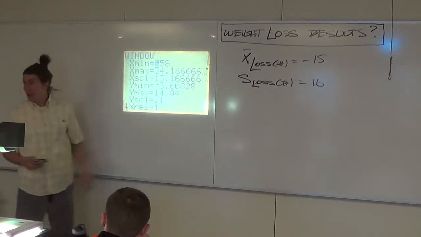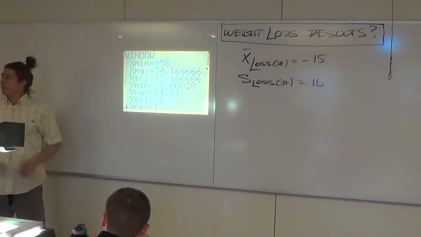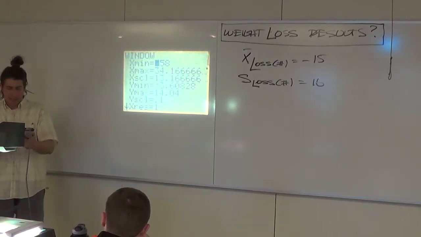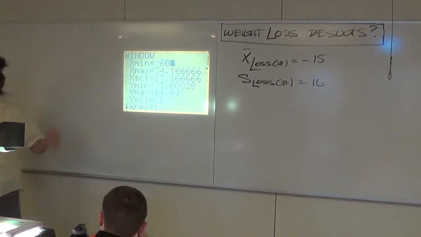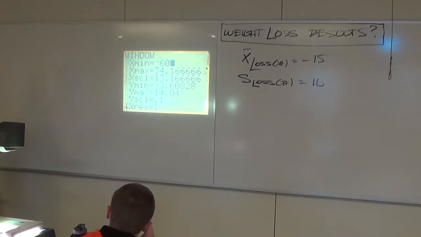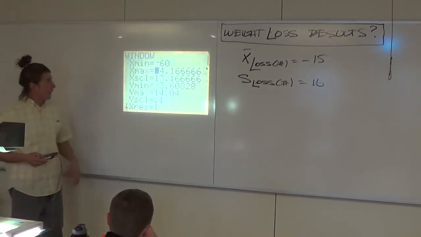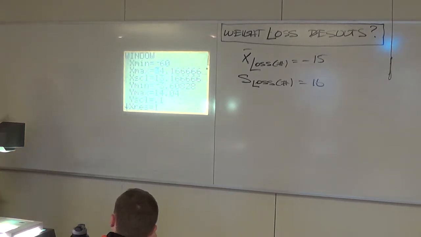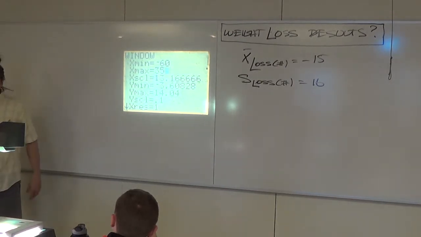So that negative 58, what should I call it, do you think? Call it negative 60. I go to the next round number down, or next integral number down, a multiple of 10 or a multiple of 5 down. Okay? X max is at 34.1. What do you think, 35 or 40? I'll go with 35. That's totally fine.